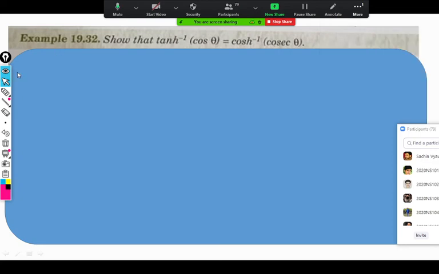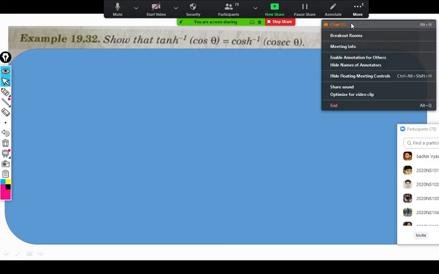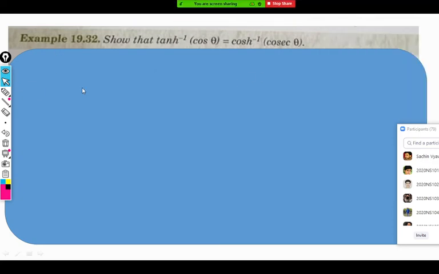So here is another question. We have to show that tanh inverse of cos theta is equal to cosh inverse of cosec theta. These questions look so difficult, but they are very simple. But definitely you have to use the trigonometric and hyperbolic identities. Let me see how we can solve this type of question. To solve this, just assume one of the sides, left hand side or right hand side, to be some x.